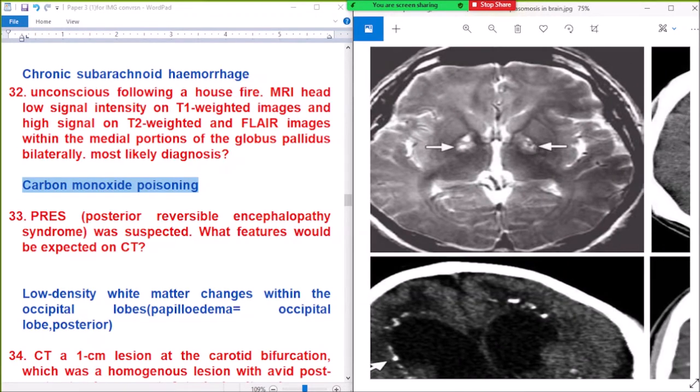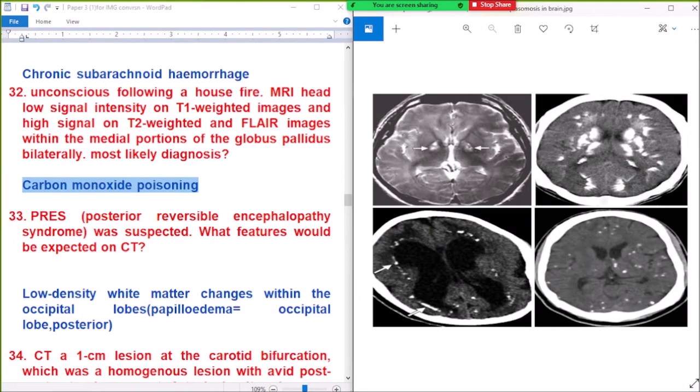Both globus pallidus are involved. MRI head shows low signal on T1 and high signal on T2 weighted images within the medial portion of the globus pallidus. In the medial portion of the globus pallidus, low signal on T1 and high signal on T2 and FLAIR images, diagnosis carbon monoxide poisoning.